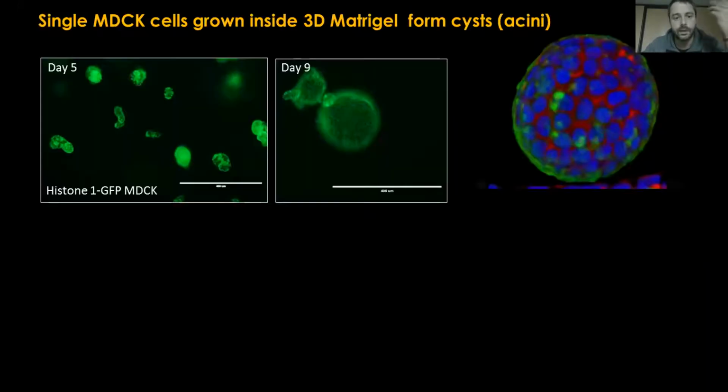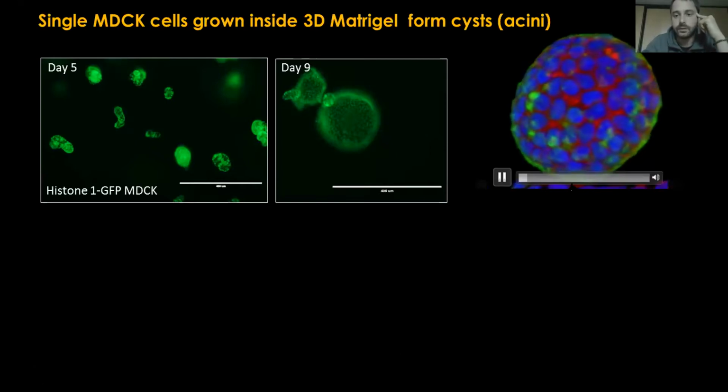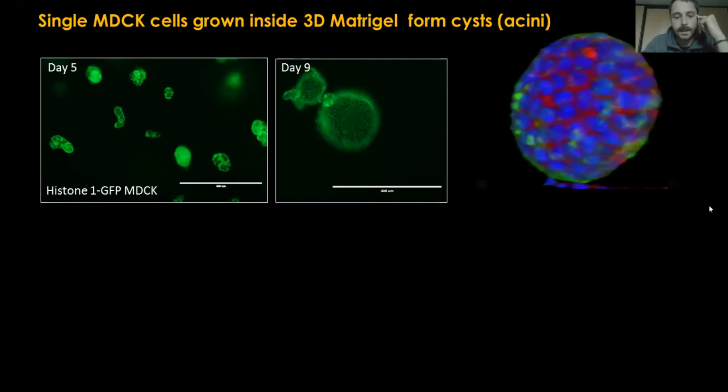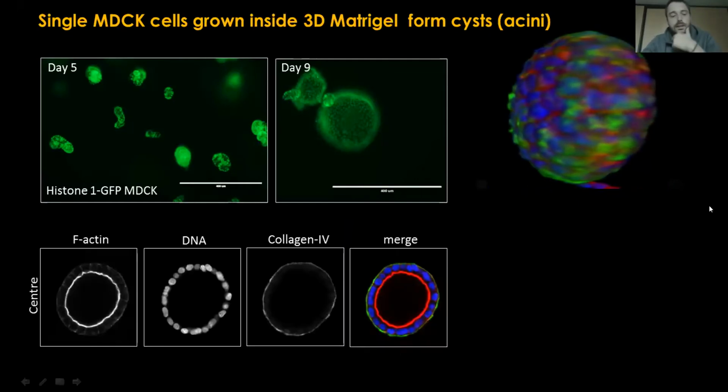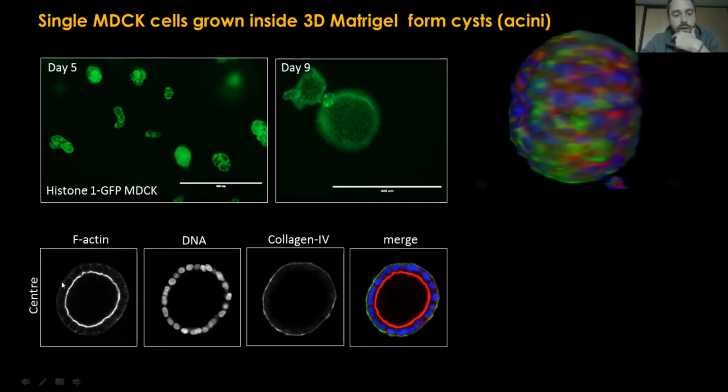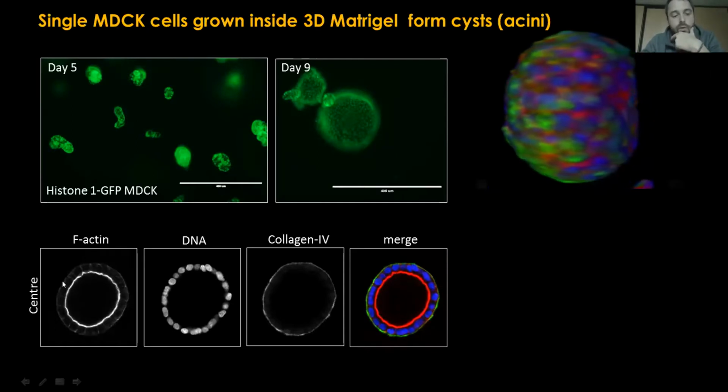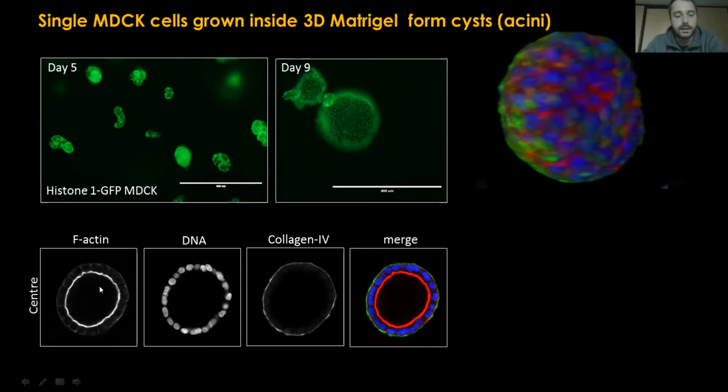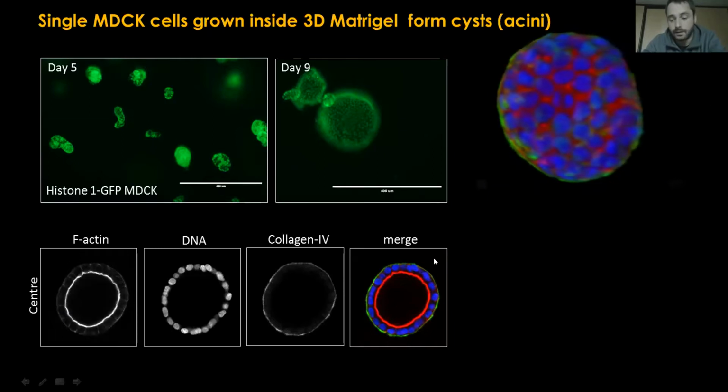And in order to recapitulate these experiments, one of the first things we did was to put single MDCK cells and grow them inside 3D Matrigel gels. As you can see, after a couple of days inside this Matrigel, they form multicellular cysts or acini that are usually spherical, that you can see in this 3D representation here. They're really round. And if you look inside them, you can see that they're basically hollow, and they form very nice monolayers with a very strong actin apical staining here, and inside they're empty.